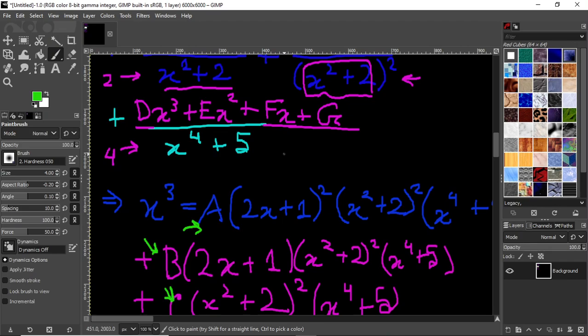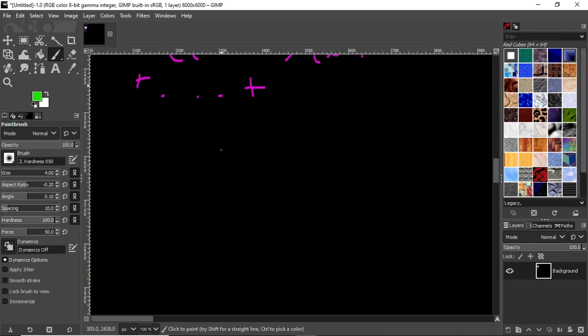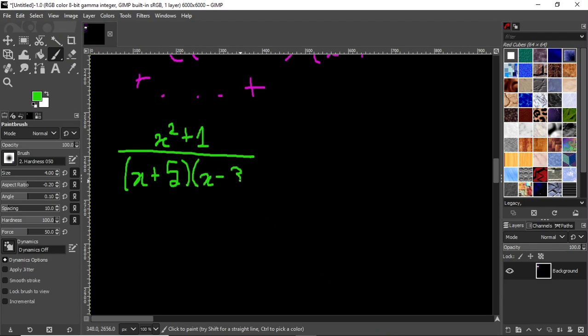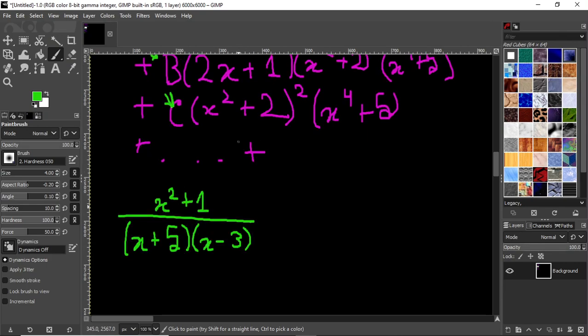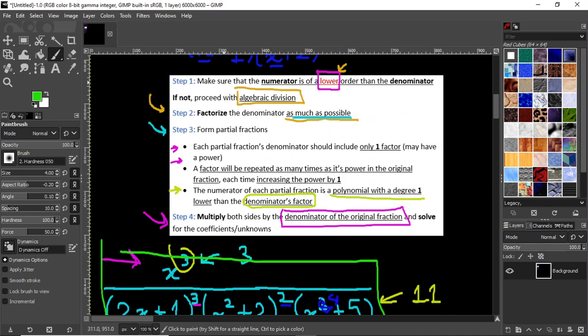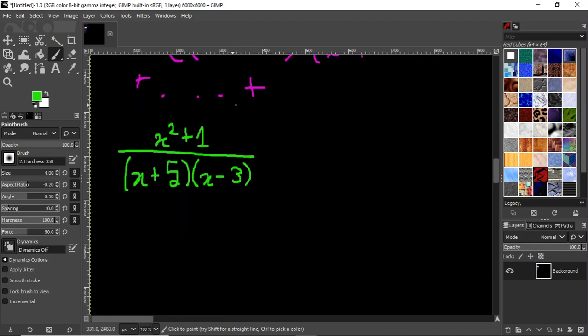Let's see. So the first one that I have in mind is, okay, so we have x squared plus 1 divided by x plus 5 times x minus 3. All right, so this is our fraction. So the very first step is, well, make sure the numerator is of a lower order than the denominator. Let's see if it is.